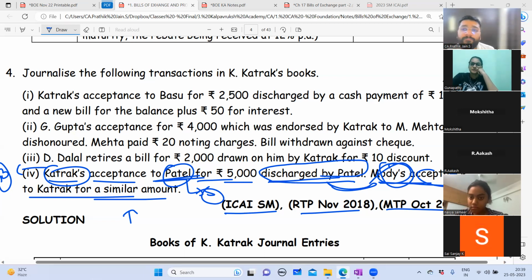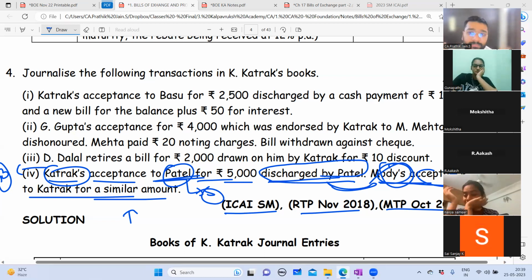The fourth transaction would have become easy had they told that Modi's bill has been endorsed to Katrak. If one sentence was given, things would have been easy. The problem is Katrak's acceptance to Patel for 5,000 is a different sentence, full stop. And Modi's acceptance to Katrak for a similar amount is half given. So the question is not understood properly. But when you read the ledger, when you read the journal narration, it makes sense. Acha, this has been endorsed.